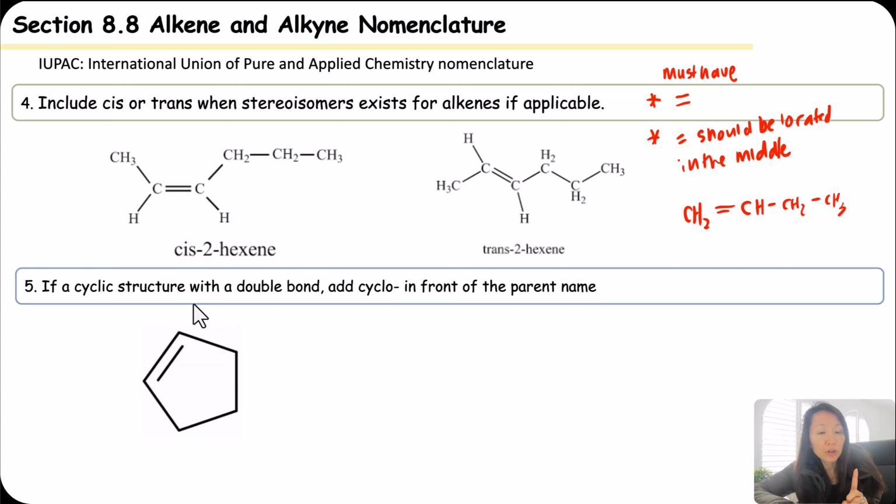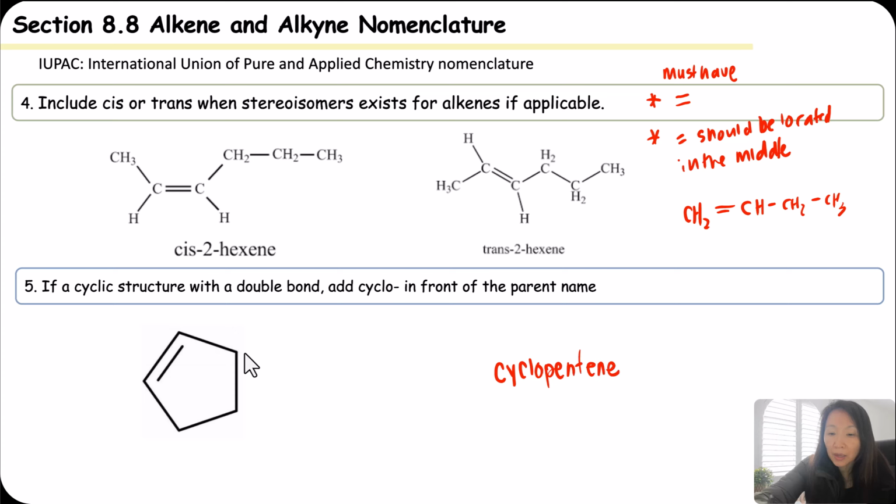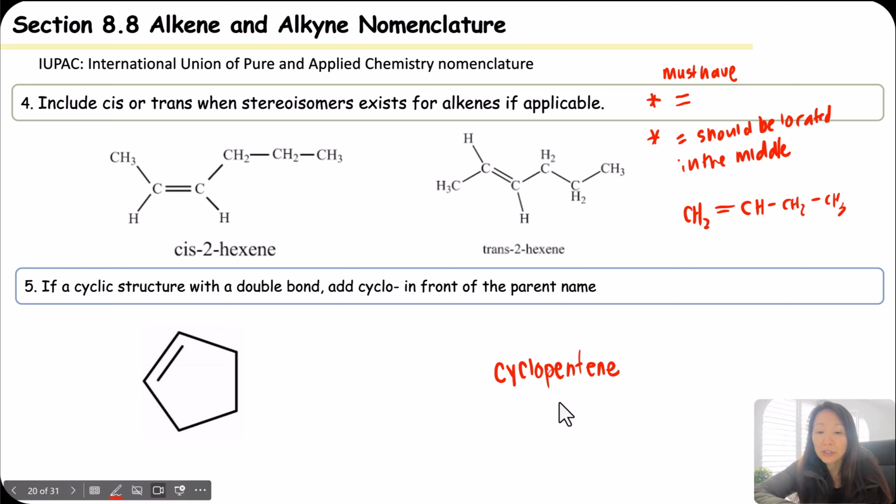If the cyclic structure has a double bond, you're going to write the word cyclo in front of the parent name. So look at this: 1, 2, 3, 4, 5. So this is a cyclopentene, okay? We don't write 1, we don't write 2 or 3. There's no numbering. We just assume that this is where you count off with. That's number 1. And so therefore, this is considered to be cyclopentene.